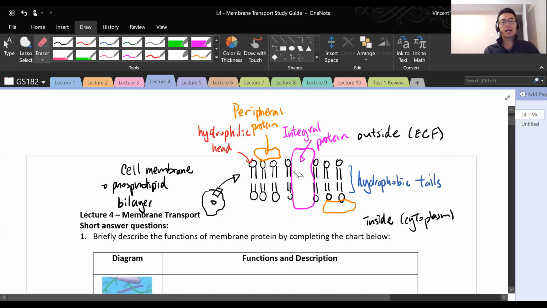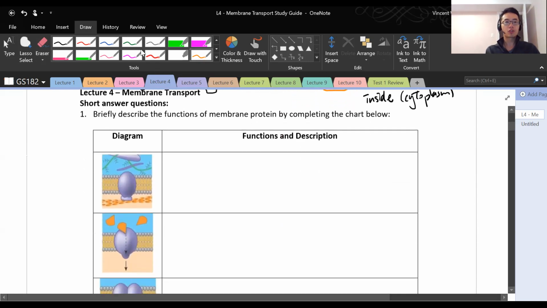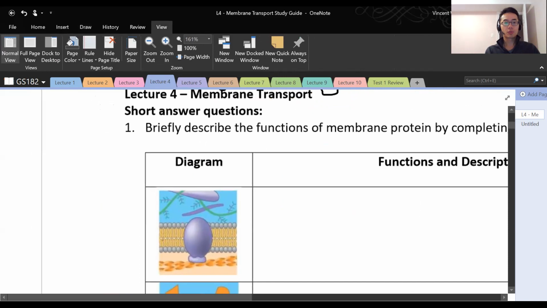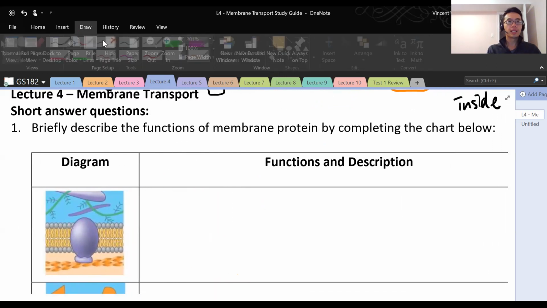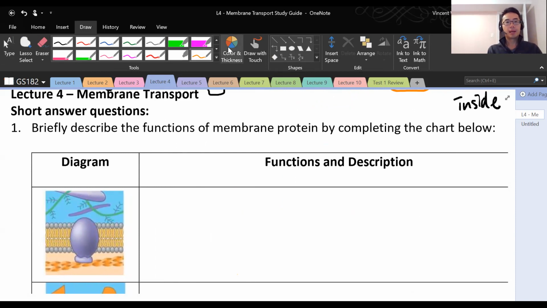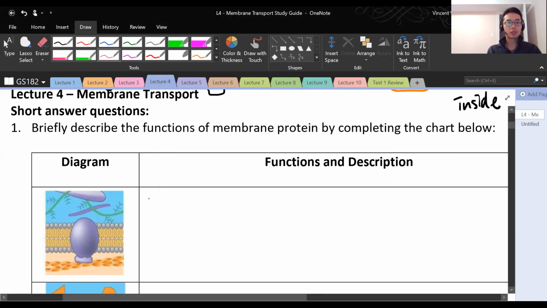Okay, now that we have an understanding of the basic parts of a cell membrane, we will talk about the functions. So the first function, as shown in this diagram, is that membrane proteins allow the attachment to cytoskeleton.